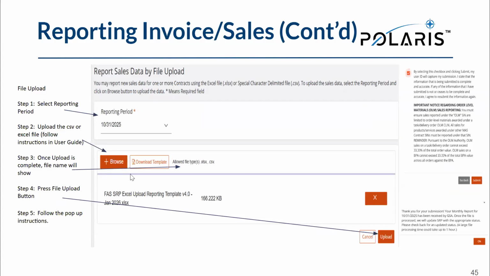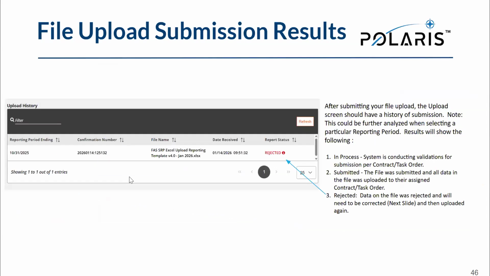After selecting your file, click the Upload button. You'll get a pop-up notification. You must check the box to acknowledge it and click Submit. After you submit, you will see the Upload History page, which displays the history of submissions and a column that shows the statuses of each, which can be in process, submitted, or rejected.